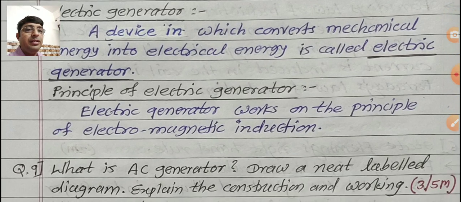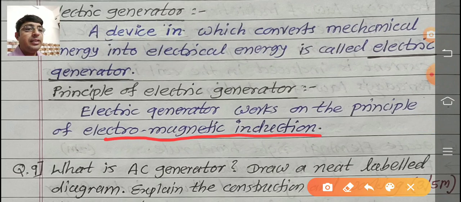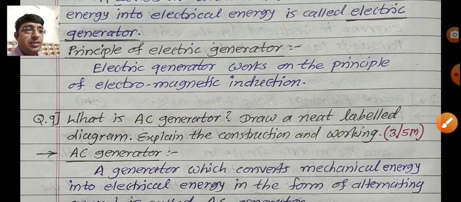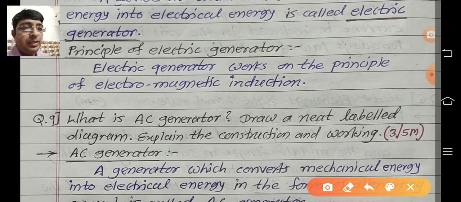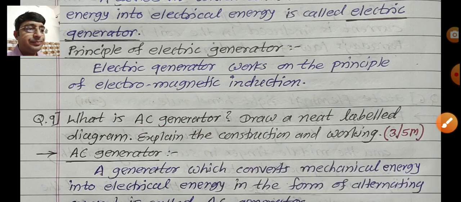So what is the principle here? The electric generator works on the principle of electromagnetic induction. That is the important principle of the electric generator. Next, two types of generators are given. The first type is the AC generator, and the second type is the DC generator. So we are studying the AC generator first. Clear?